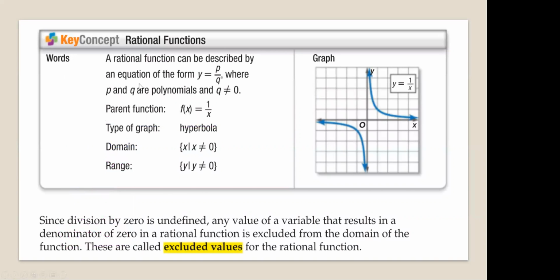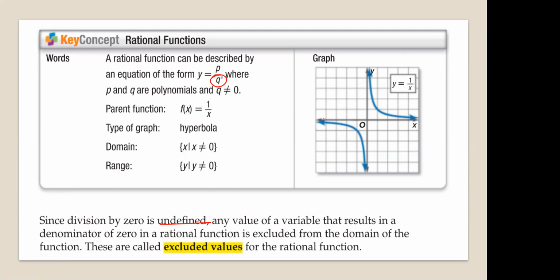All right, so the next section talks about rational functions. A rational function can be described by an equation of the form y equals p over q, where p and q are polynomials and q is not equal to 0. Recall that your denominator cannot equal 0. Since division by 0 is undefined, any value of a variable that results in a denominator of 0 in a rational function is excluded from the domain of the function. These are called excluded values for the rational function.